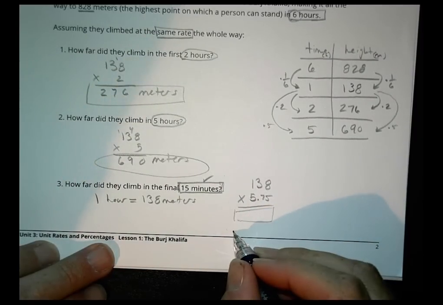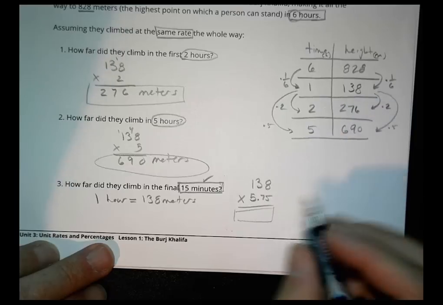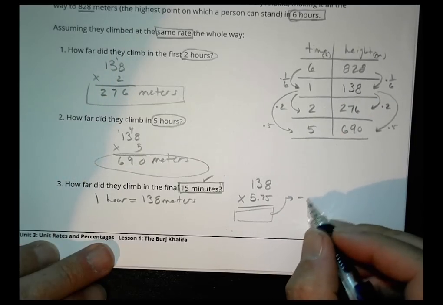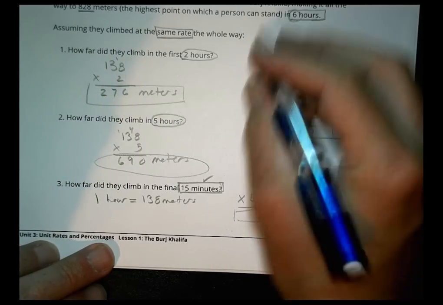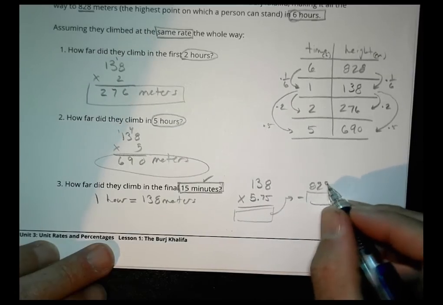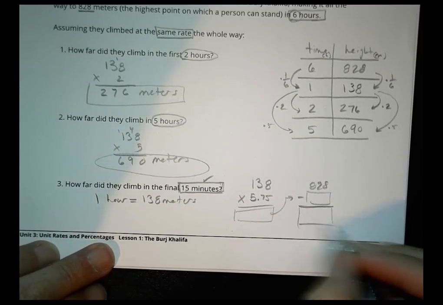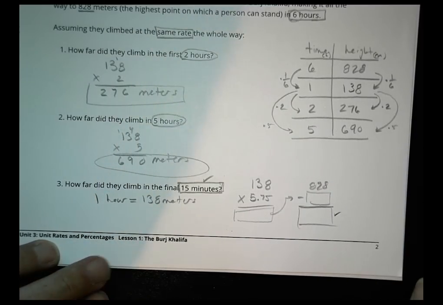Then I have to subtract that number from the total, and subtract whatever that's going to be from the total height, 828, and we can see how much they would be in the last 15 minutes.